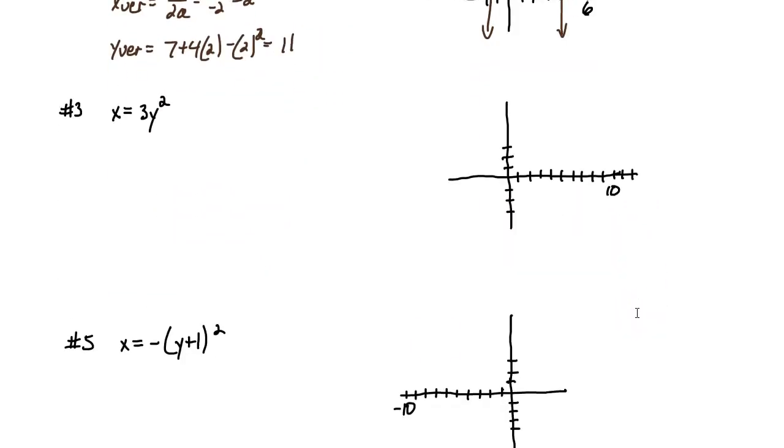Number 3, this is a quadratic equation as well because the highest degree is 2. But this time notice that the letter x is linear and it's the letter y that has the squaring. This will make a parabola, but the parabola will be on its side. Let's make an xy table.